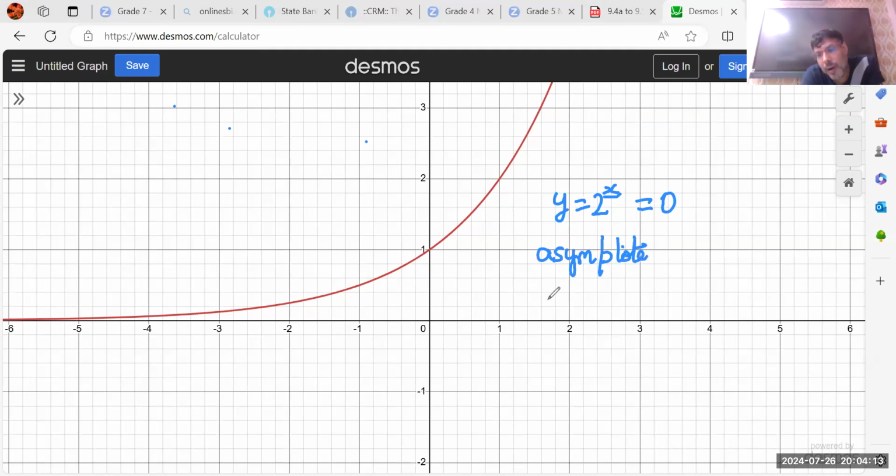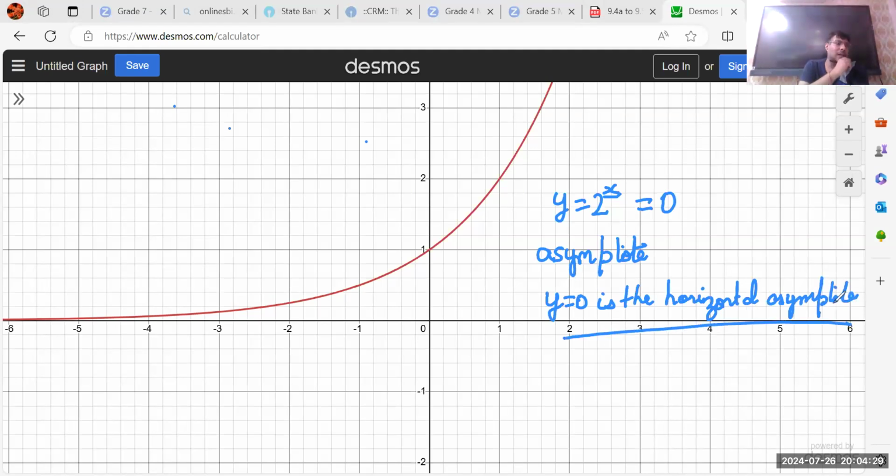And for this function, y equal to 0 is the horizontal asymptote. There is no need to write it down, you can just understand a bit. We'll come to this topic and do it in detail. So this y equal to 0 is the horizontal asymptote. Okay, guys. Now draw the graph of y equal to root x.